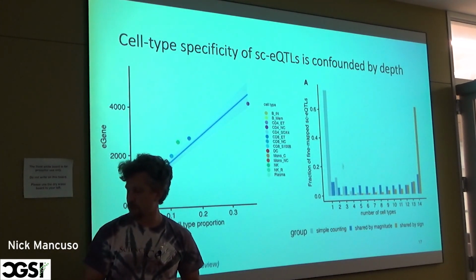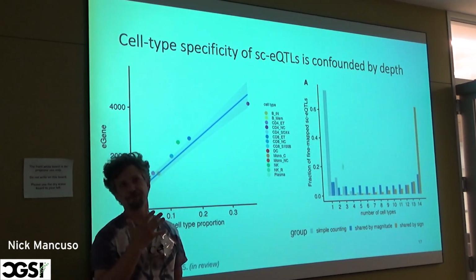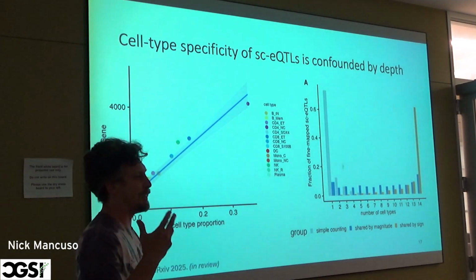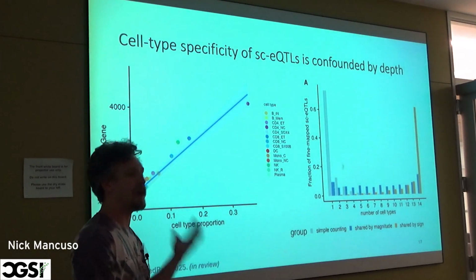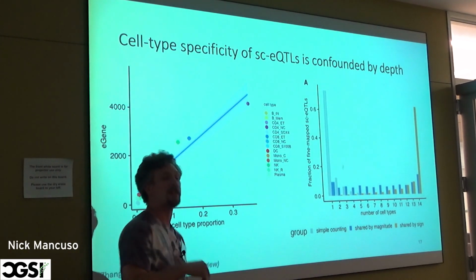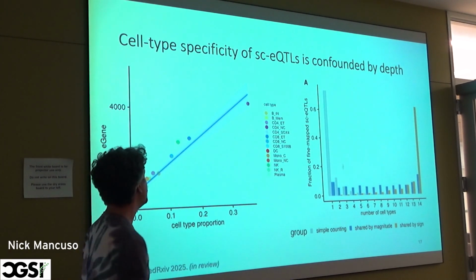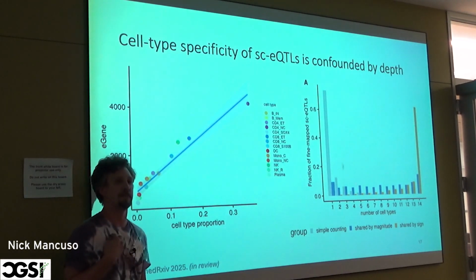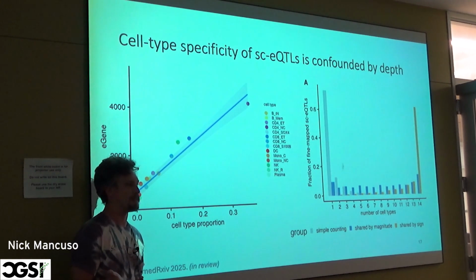So another thing that I thought was kind of neat, and I feel like I'm at odds with this. It's an interesting finding, but at the same time, it might pull away from the enthusiasm of driving in this direction. That cell type specificity is massively confounded by the depth of cells, right?